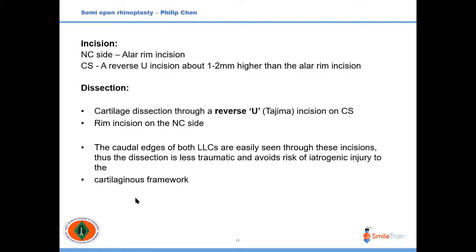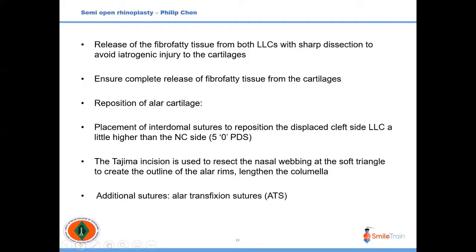The dissection of the alar cartilages is through the reverse U incision or the Tajima incision on the cleft side and the rim incision on the non-cleft side. With the incision, the cartilage is visualized and the dissection is under direct vision, which is less traumatic and avoids the risk of iatrogenic injury to the cartilaginous framework. The whole extent of the cartilage is dissected, and this allows you to reposition the alar cartilage.